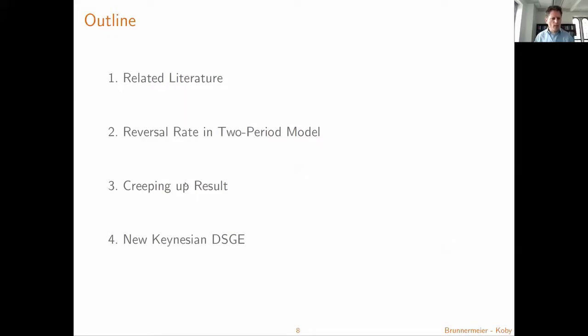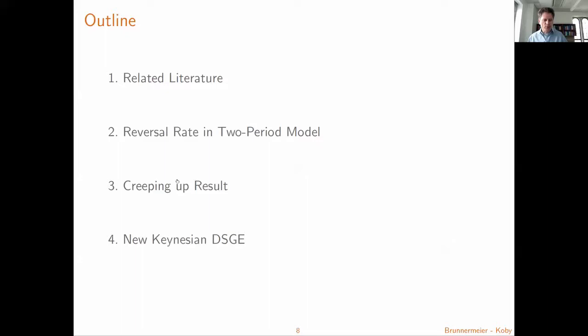Okay. So I will essentially talk a little bit about the related literature, but then I will talk about the reversal interest rate in a very simple two-period model. Then it's a partial equilibrium setting. Then I will talk about the creeping up result. I put it in a three-period model just to keep it as simple as possible.